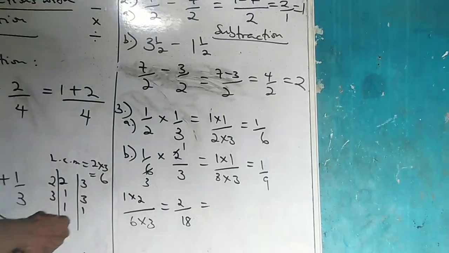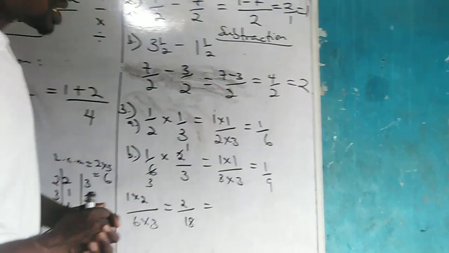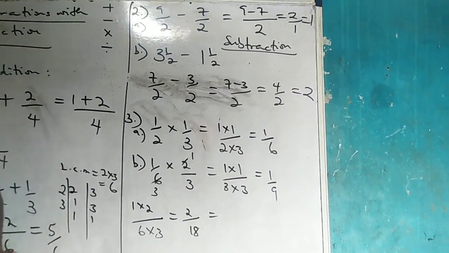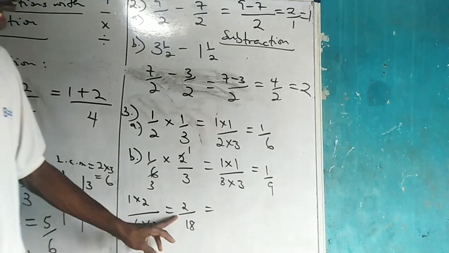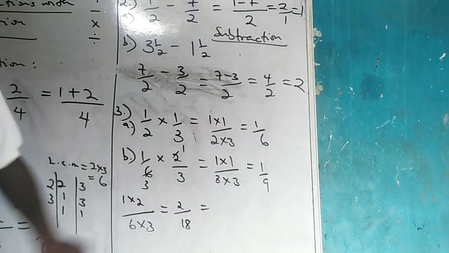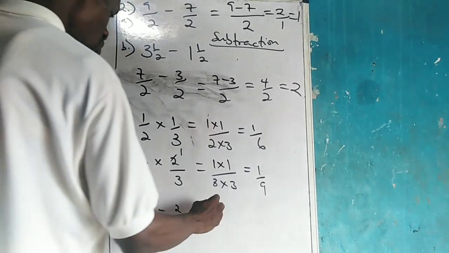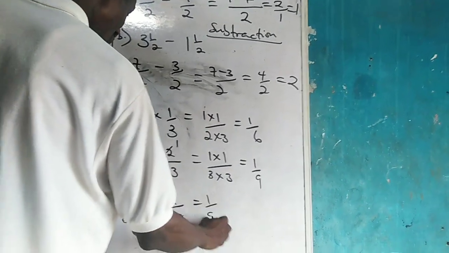So, one of the mistakes I say students make is concluding too soon when solving algebra or fractions. This cannot be a final answer, so you still have to break it down. 2 into 2, 1, and 2 into 18, 9.